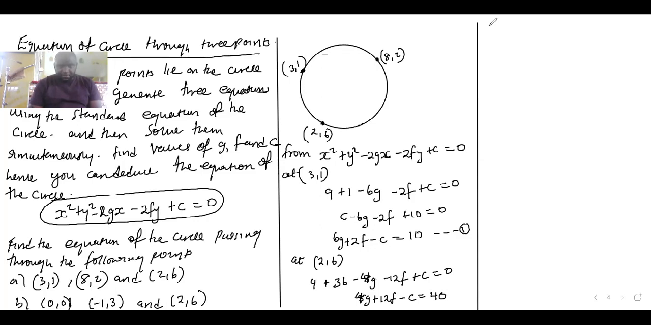Then furthermore, at 8, 2, we shall have 64 plus 4 minus 16G minus 4YF plus C is equal to 0. Then we shall have 16G plus 4F minus C is equal to 68.